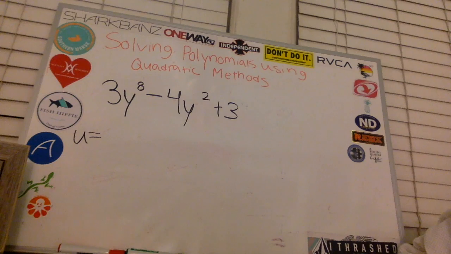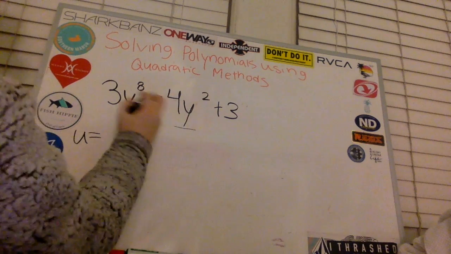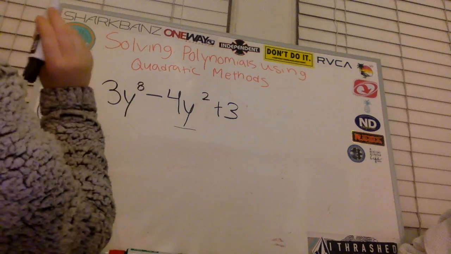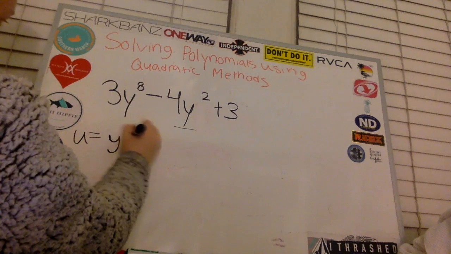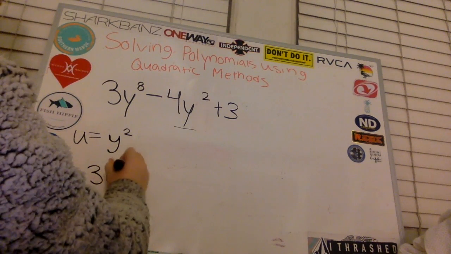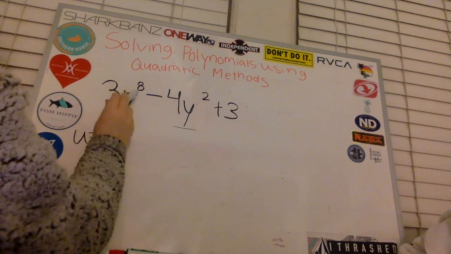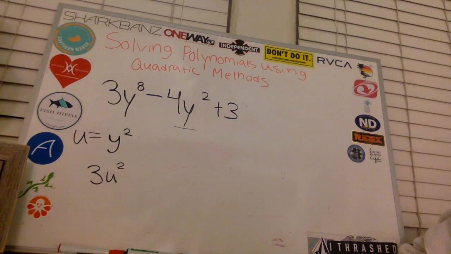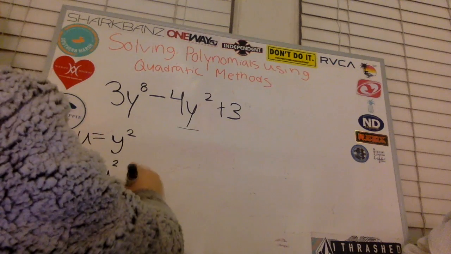Here is another example that looks almost the same as the others. However, this example does not work. When trying to define the u, you can't use this because it's not half of 8. So if we tried to define u as y squared and did 3u squared, 2 and 2 is 4, not 8. Therefore, it would not work. For these types of problems, you would write not possible.